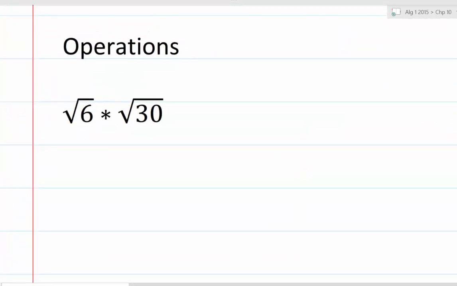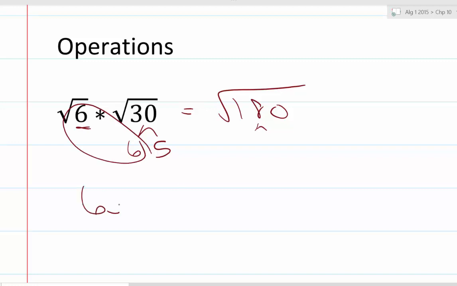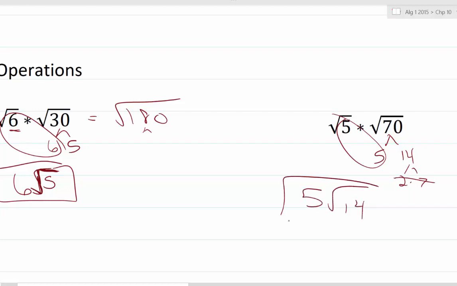We want to multiply, so we have a couple things to show you here. If nothing else, we're going to make it 180 just by multiplying and then break it down. But if you notice that 30 has a factor of 6, 6 and 5, I can get straight to my answer and say 6 square root 5. So when we look at 5 and 70, hopefully you're thinking that's definitely divisible by 5, and the other number is 14. That's 2 and 7. No pairs there, so we'll make it back to 14. So 5 square root 14. But again, if you want to multiply those together, make it 350, you can do that.